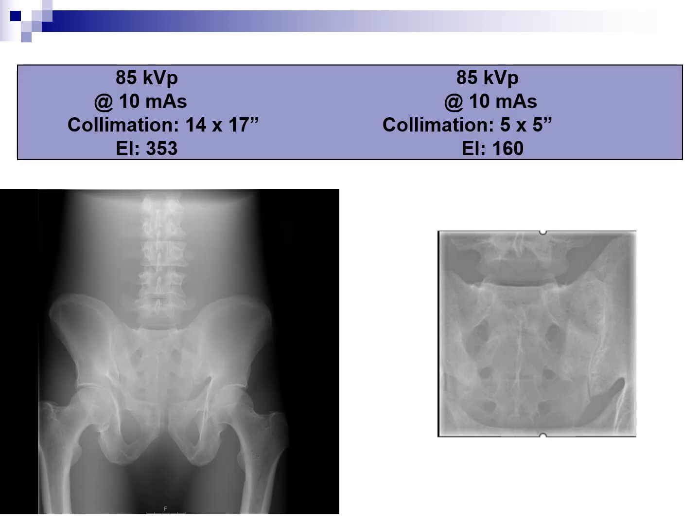The image taken on the left-hand side was taken at 85 kVp at 10 mAs, and the collimation was 14 by 17. There was an EI number of 353, and on the image on the right-hand side, the same technique was used, but the collimation was 5 by 5. The EI number decreased to 160, which demonstrates that we have a decrease in receptor exposure with more collimation.